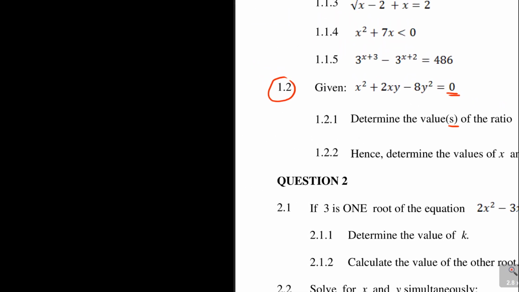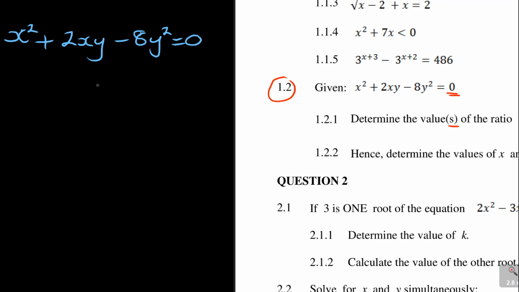But now how do you solve this? Look at this. It looks a bit strange. x squared plus 2xy minus 8y squared is equal to 0. Now I know it looks a bit funny, but you need to know how to factorize this. It's funny to say this, but the quadratic equation can still work here.